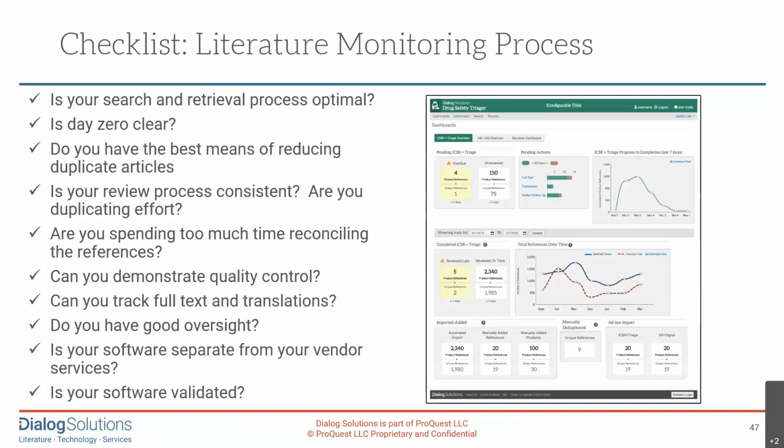Can you track full text and translations? Are you spending too much time on administration? Do you have good oversight? And is your software separate from your vendor? So say you want to change your vendor. Does your vendor own the software that's keeping oversight and documenting your process? Or have you licensed your own software so that if you need to change vendors, all you do is change the IP range for the software and train the vendor on the new software? And finally, is your software validated?